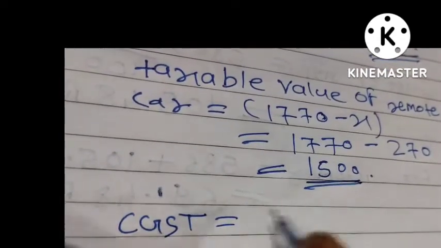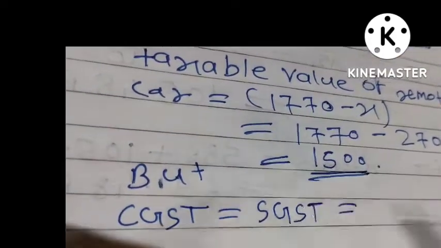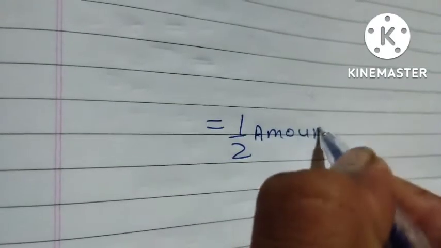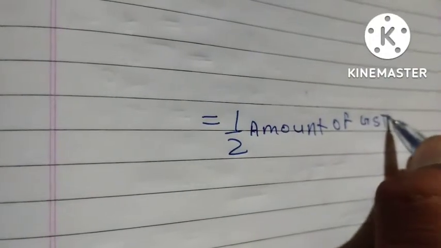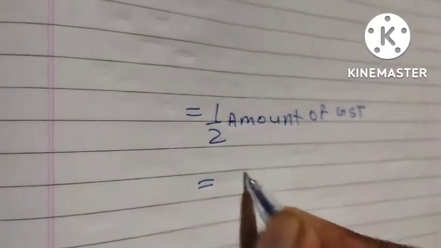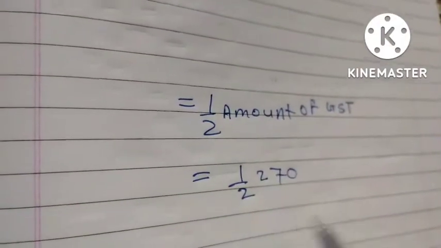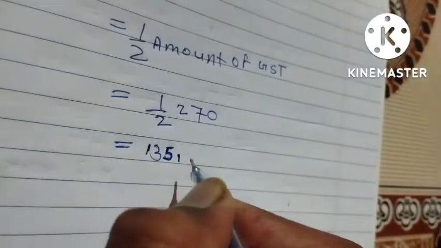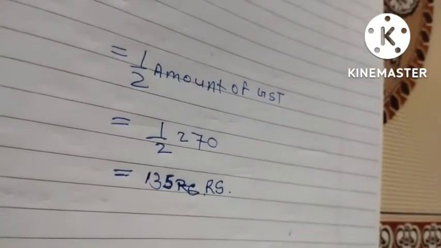CGST is equal to SGST, and CGST is equal to half of the amount of GST. So half of the amount of GST, which is 270 rupees, the answer will be 135 rupees. The answer will be 135 rupees.